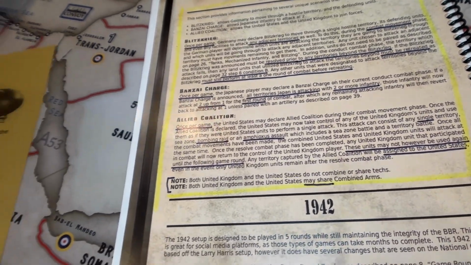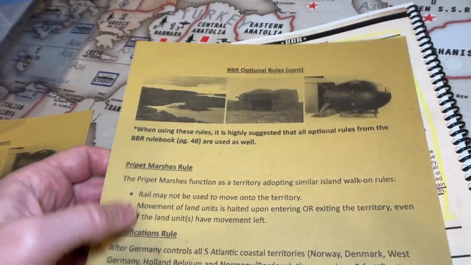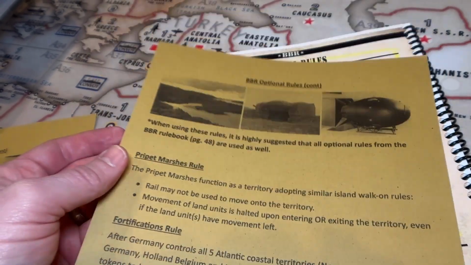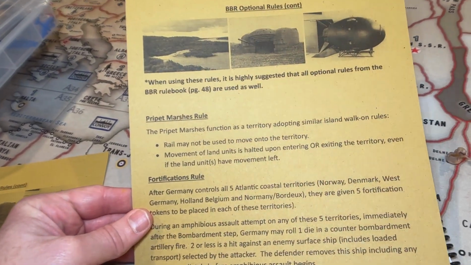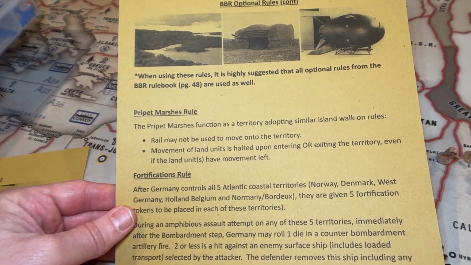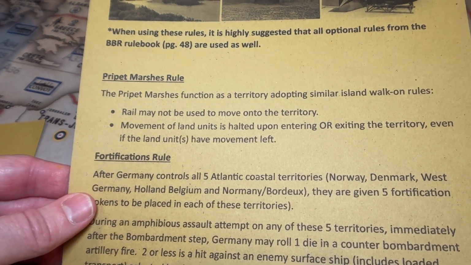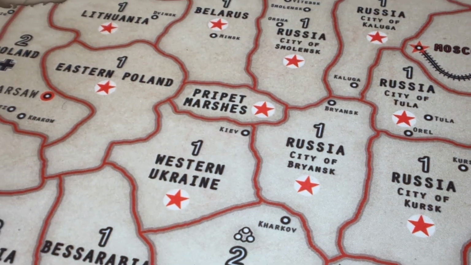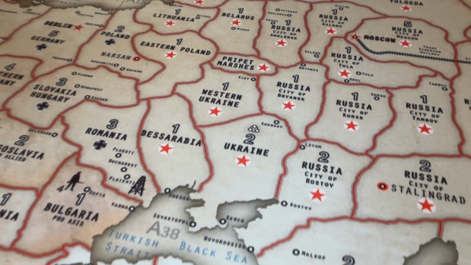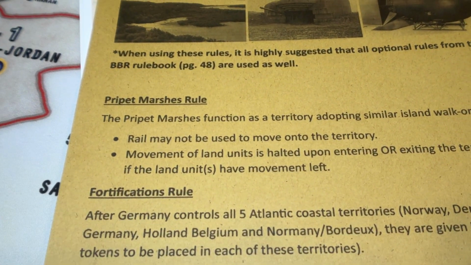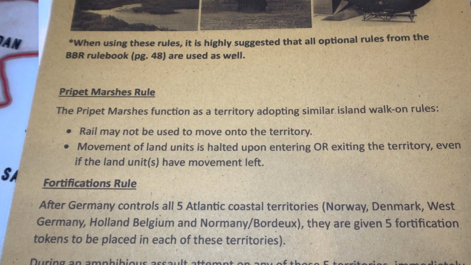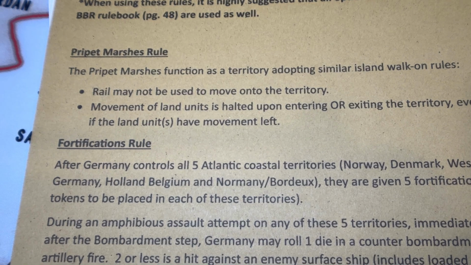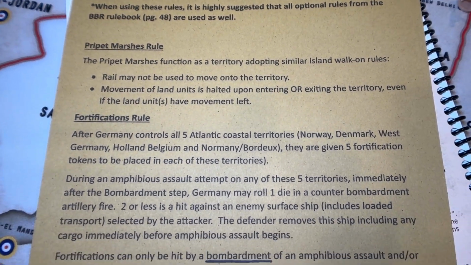Now, again, we have another errata sheet, which has still further BBR optional rules, and it says here that this is recommended to be played with the other optional rules. There's a Pripyat Marshes rule, which you'll recall the Pripyat Marshes being this territory over here. On the normal board, that is impassable. It doesn't say that on this board. But under this approach, that becomes just like an island territory where you can't rail through it. You have to stop when you enter or exit it, but otherwise it can be traversed. It's just a little bit slower to get through.